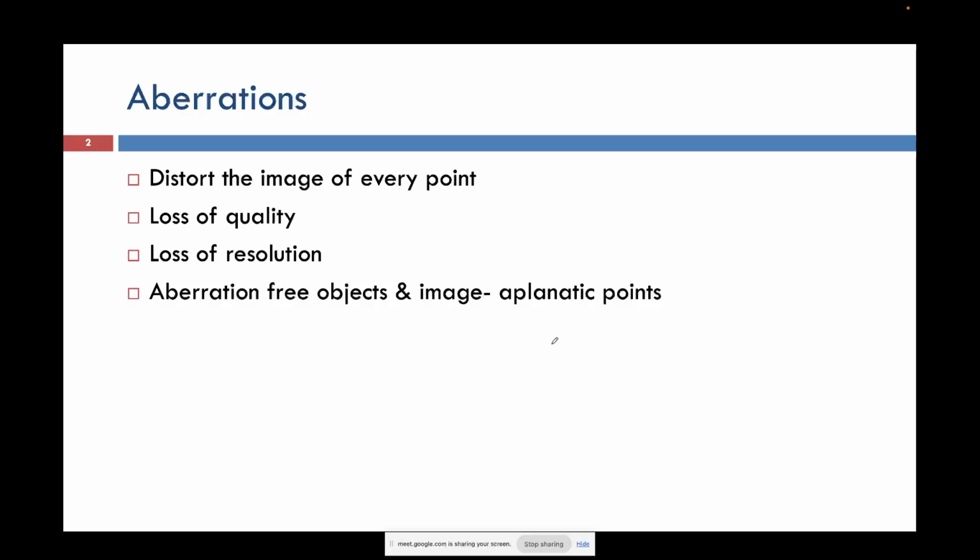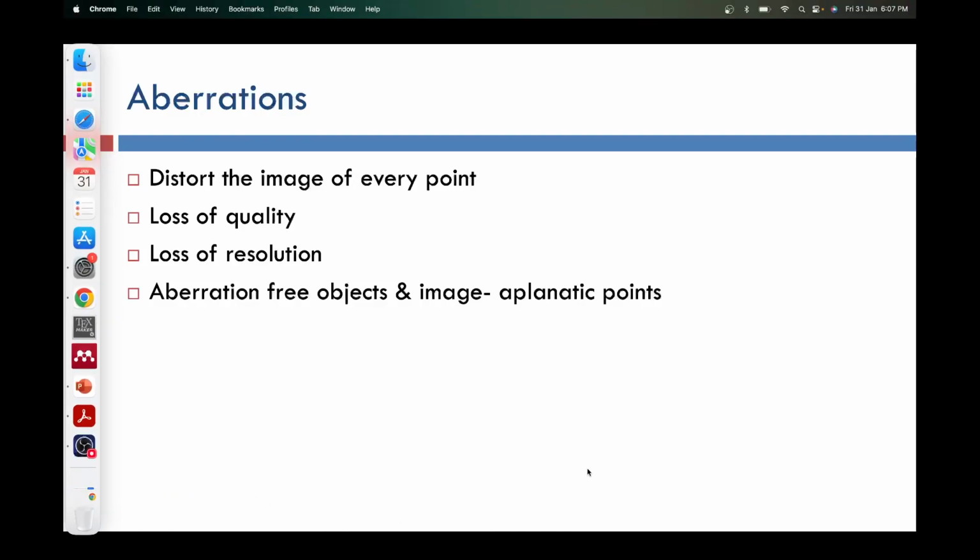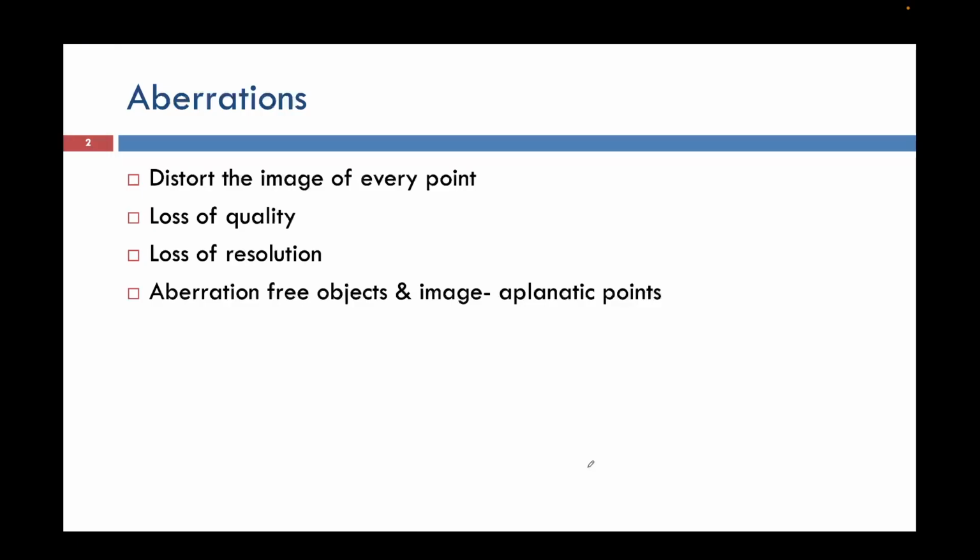Yeah, okay, thank you. So in the last class we left off at the thin lens equation. We are studying the lens equation, and if any one of you remember, the thin lens equation is 1 by f equals 1 by u plus 1 by v, where f is the focal length, u is the object distance, and v is the image distance from the lens.